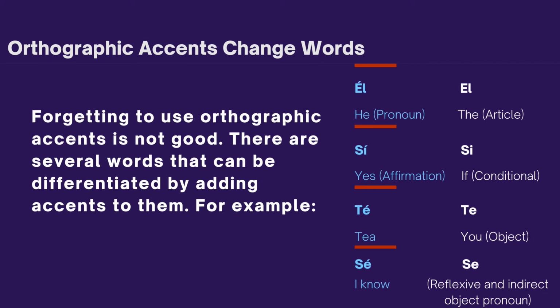Okay? Another example of this is sí with a tilde in the I. It means yes, an affirmation. However, if it doesn't have a tilde in the I and we just say si, it means the conditional if. The third example is té with an accent or tilde in the E. Okay? This one means tea. Whereas te without the accent or tilde in the E, it means you, an object. Another example is sé. Sé with an accent in the E means I know. Whereas se without the accent or tilde means a reflexive and indirect object pronoun, okay?